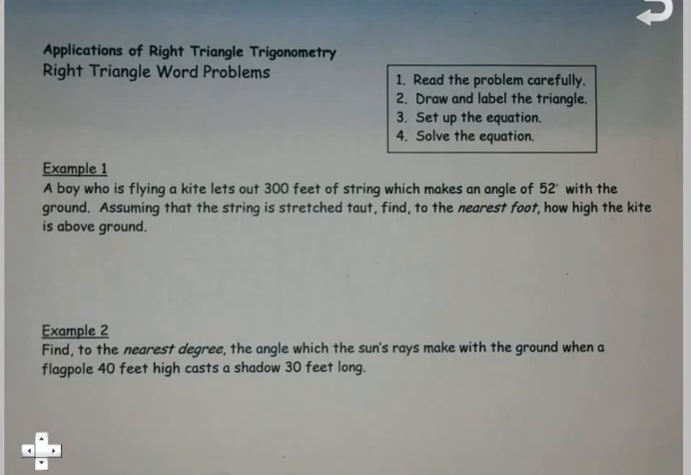All right, we started up yesterday with going back over our right triangle trig, going over our sine, cosine, tangent, and how we do some of the calculating on that. Now we're going to put it to use with some applications, with some story problems.